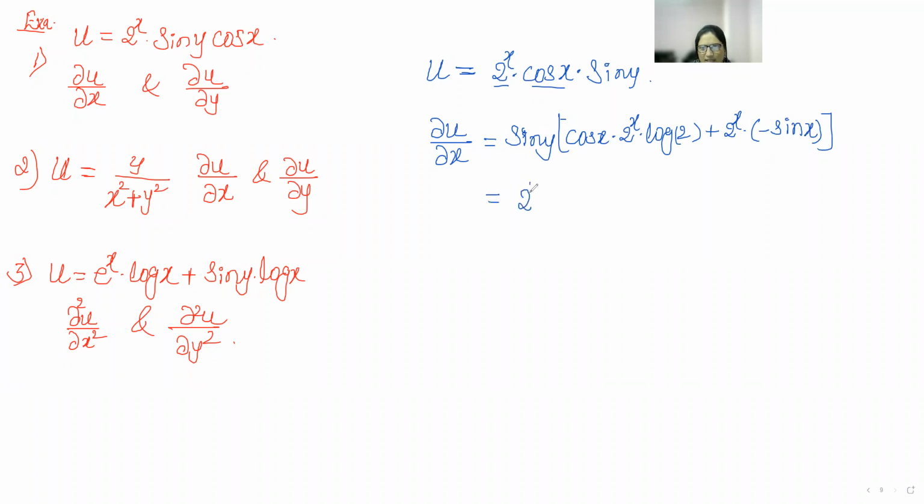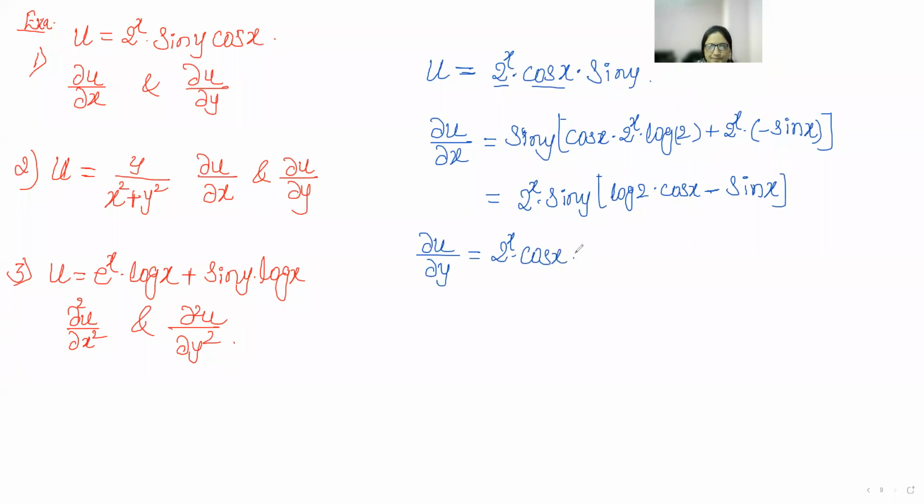Now 2 raised to x you can take as a common term. 2 raised to x into sin y. And in bracket we have a term log 2 into cos x minus sin x. Is it okay? Shruti? Yes, ma'am. Next, similarly finding out derivative of u with respect to y. There is only one term of y. So keeping 2 raised to x into cos x constant. And derivative of sin y? Cos y. Over.